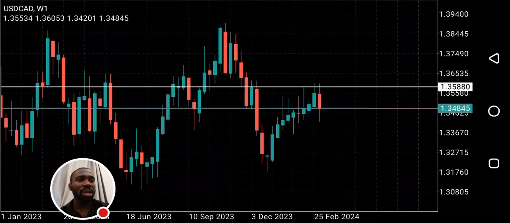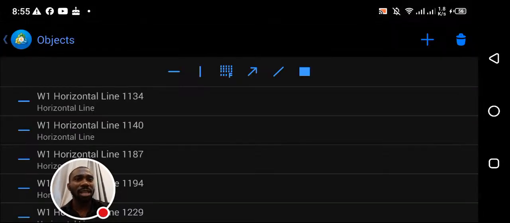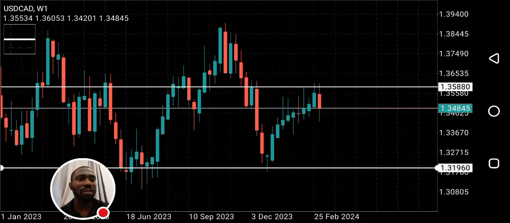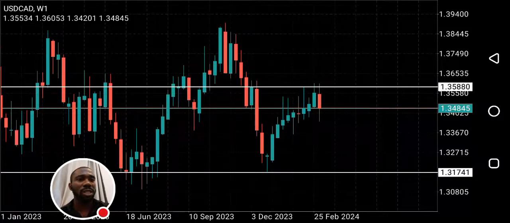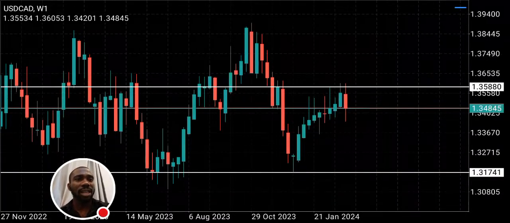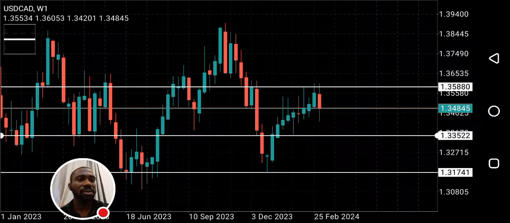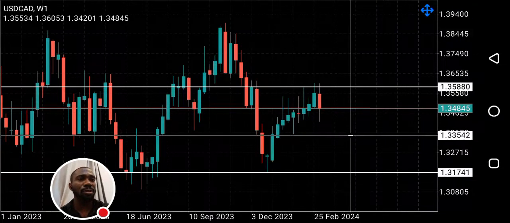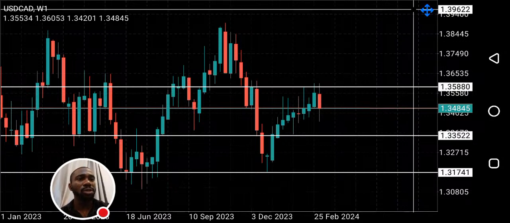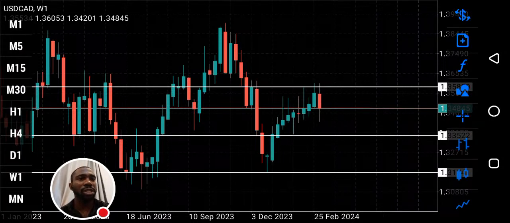So there's a high probability that USD CAD is going to drop to this level. This is the next area of liquidity. If you are selling USD CAD, this should be your target: first TP, second TP. Now let's go down to the next lower time frame, which is daily.